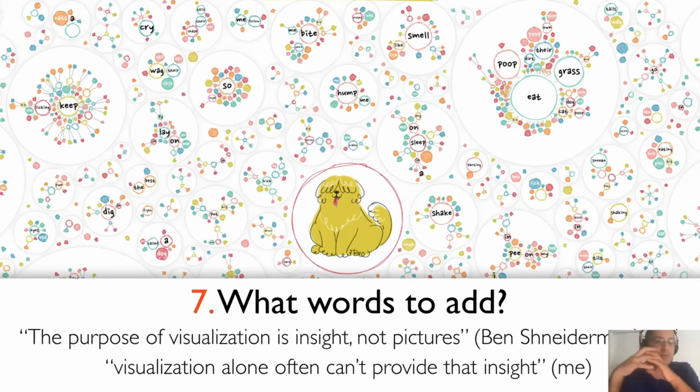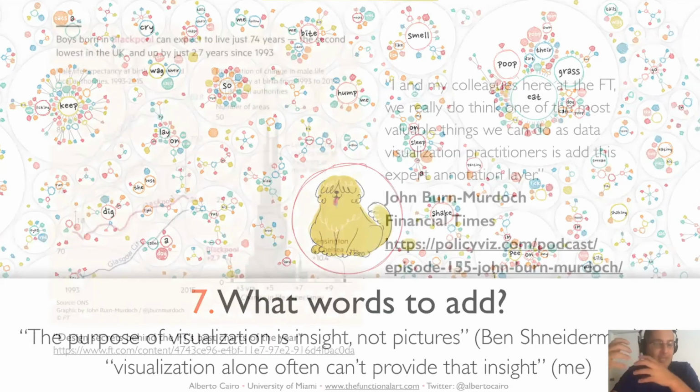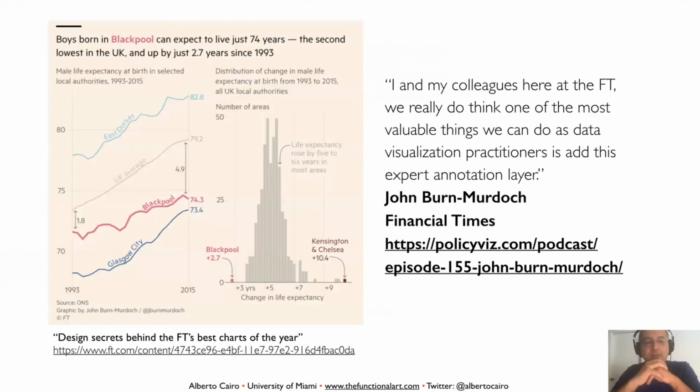There is an interview with John Burn-Murdoch, one of the designers from the Financial Times, who is becoming really popular because of the great visualizations about coronavirus that they're releasing. In one interview that he had years ago, he said, I and my colleagues here at the Financial Times, we really do think that one of the most valuable things that we can do as data visualization practitioners is to add an annotation layer. They put a lot of attention to that annotation layer because, again, understanding in the mind of the reader doesn't happen just because of the visualization.